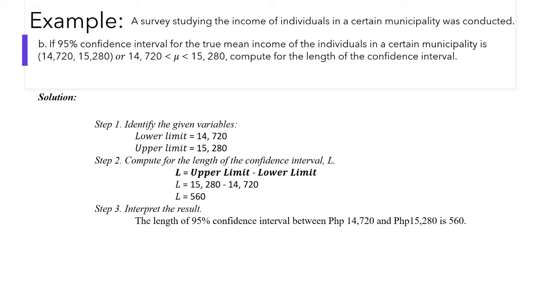Compute for the length of the confidence interval L. That is our step 2. Since the upper limit and the lower limit are given, we will use the formula L is equal to the upper limit minus lower limit. Now we will have L is equal to 15,280 minus 14,720. That is, L is equal to 560. Step 3. Interpret the result. Hence, the length of the 95% confidence interval between 14,720 pesos and 15,280 pesos is 560.